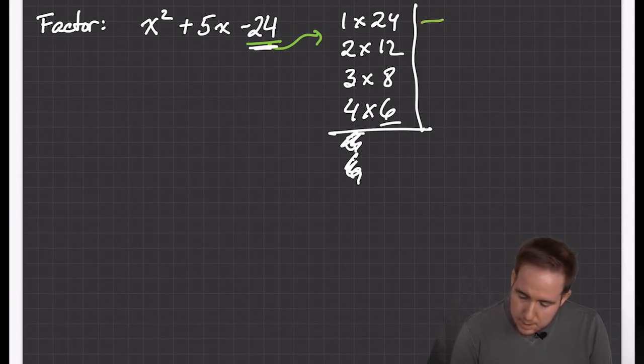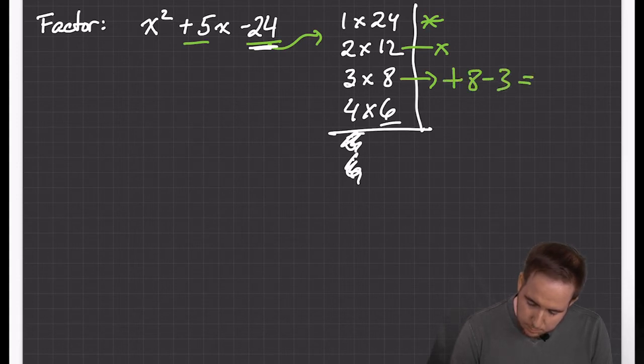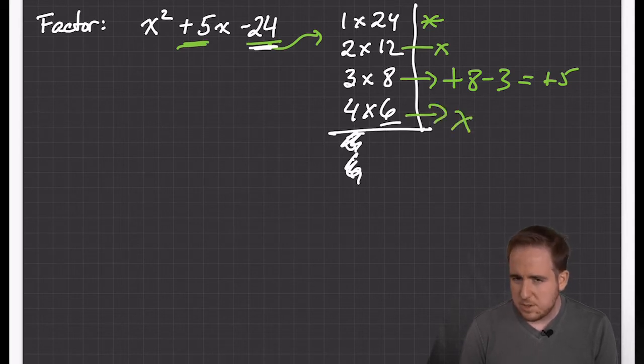Can I put a 1 and a 24 together to make plus 5? The answer is no. Can I put 2 and 12 together? No. Can I put 3 and 8 together? Yes. Plus 8 minus 3 equals positive 5. It's also worth double checking the last one. Can I put a 4 and a 6 together to make 5? The answer is no. And generally there's only one that works and you don't have anything to worry about.